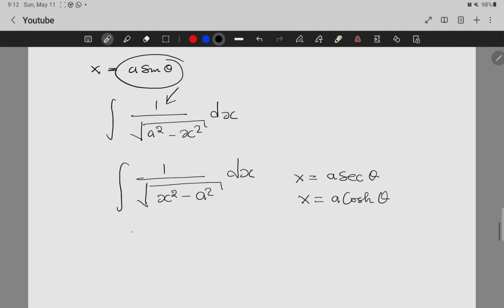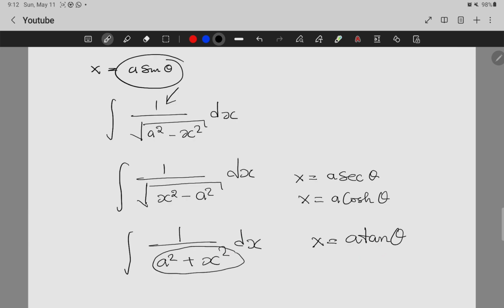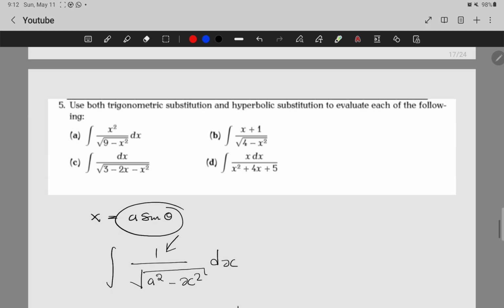Another type that you can also encounter is where you have 1 over a squared plus x squared. This one can come sometimes without a root, sometimes it can even come with a root. But for this one, where both a squared and x squared are positive, you can use x equals a tan theta. So you go with this substitution if both a and x are positive. Hope we encounter these as well as we proceed, but in the meantime, let's focus on a and b.